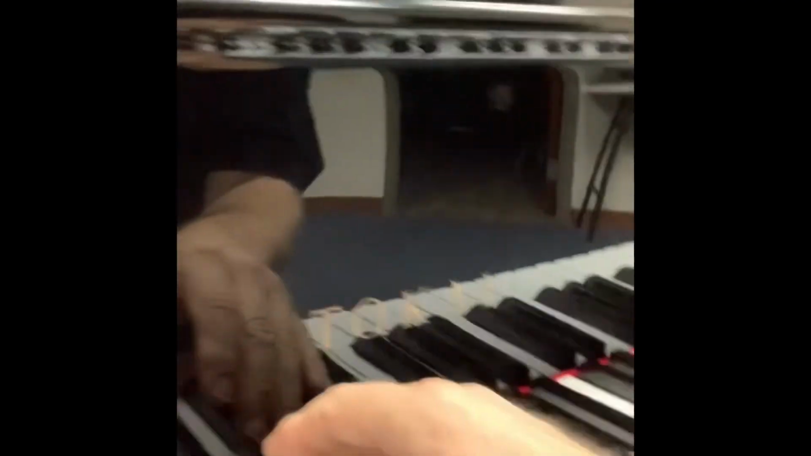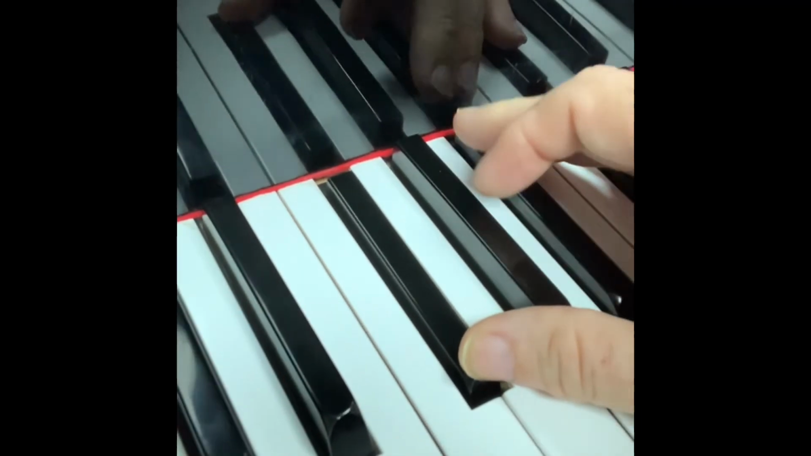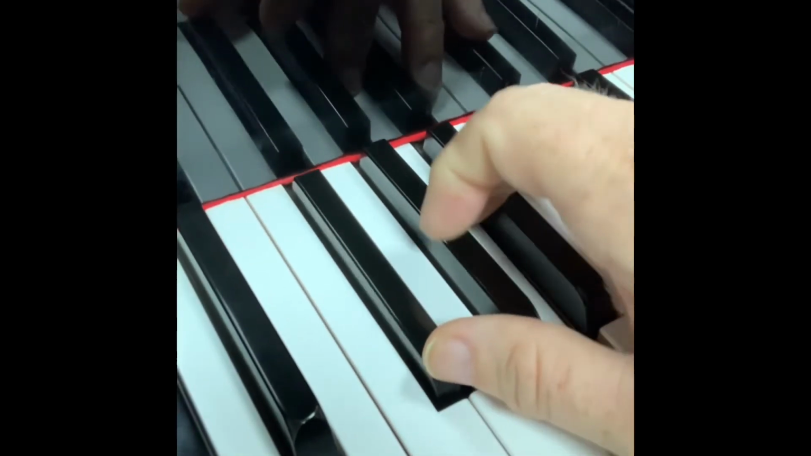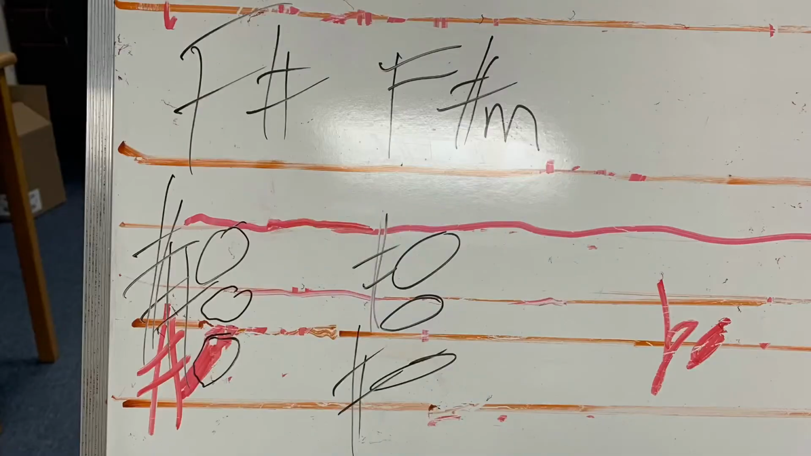All right, and then let's do F sharp major. So we had F sharp, A sharp, C sharp. If you lower that A sharp to an A natural, you get F sharp minor. Again, it would be F sharp, and then you would write a small m or M-I-N.